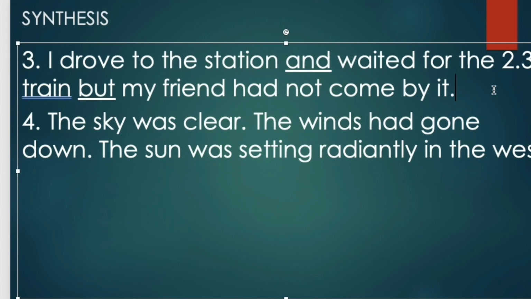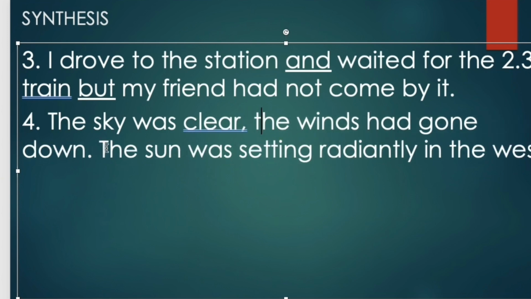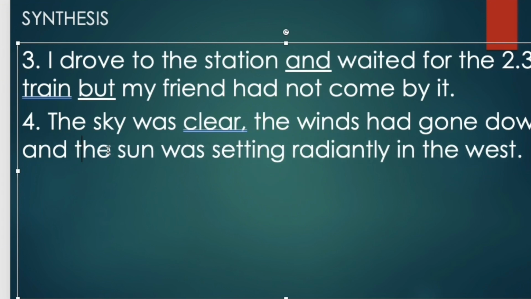Sentence 4. The sky was clear, the winds had gone down, the sun was setting radiantly in the west. We can combine these 3 sentences into one multiple sentence in this manner. The sky was clear, the winds had gone down, and the sun was setting radiantly in the west. So we have combined these 3 simple sentences into one multiple sentence using the coordinating conjunction and. This is a multiple sentence as it contains 3 verbs: was, had gone, and was setting. So as there are more than 2 verbs, we call this a multiple sentence. So this is how we combine sentences.